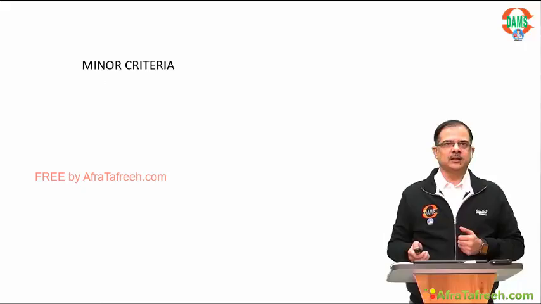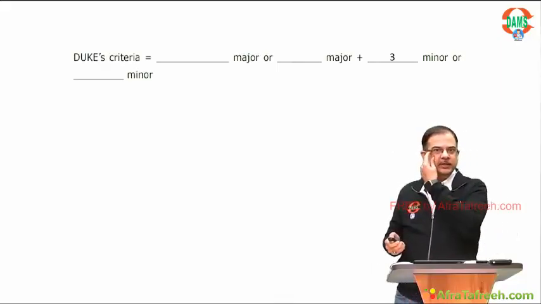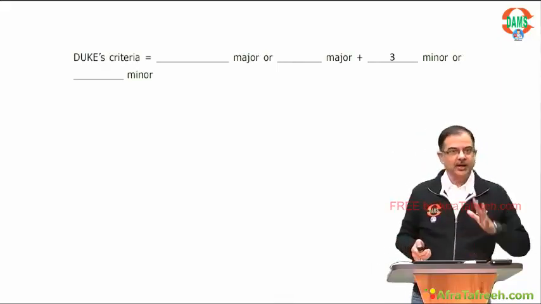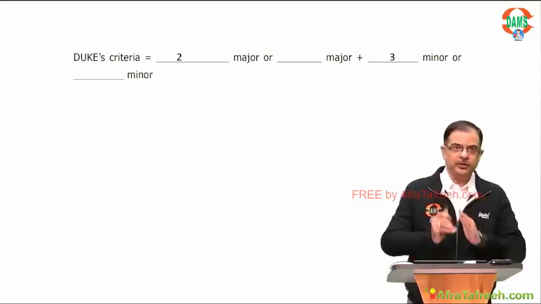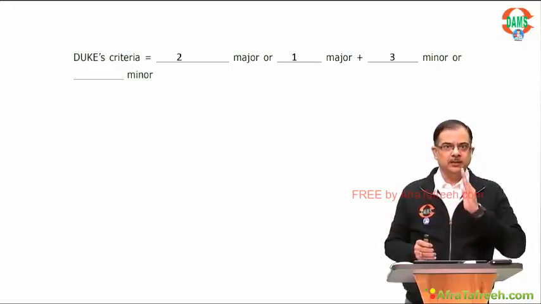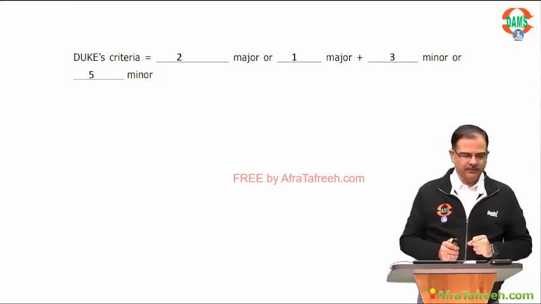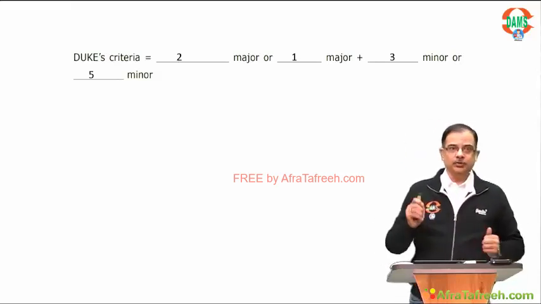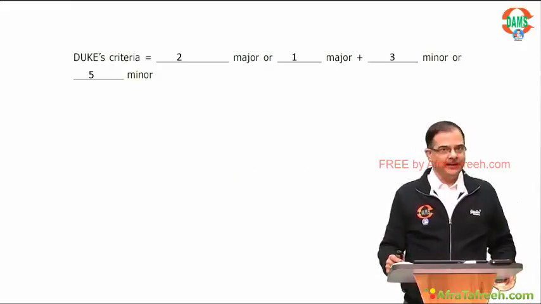So we move to the prophylaxis. So before the prophylaxis, the number of combinations are same, no change. There should be 2 major criteria which you have done earlier, or 1 major plus 3 minor criteria, or 5 minor criteria. So this will make a case of definitive infective endocarditis.